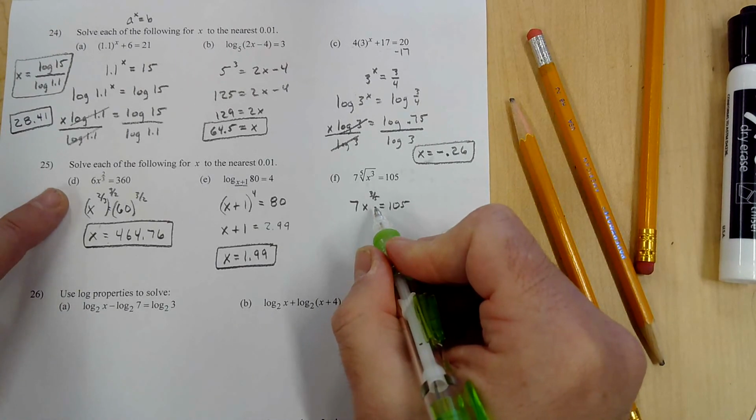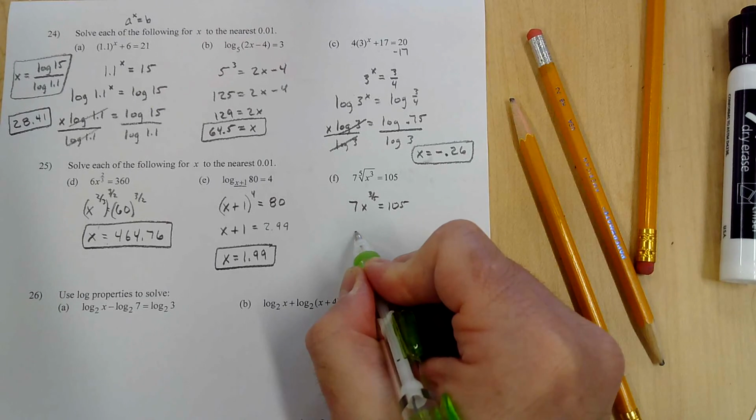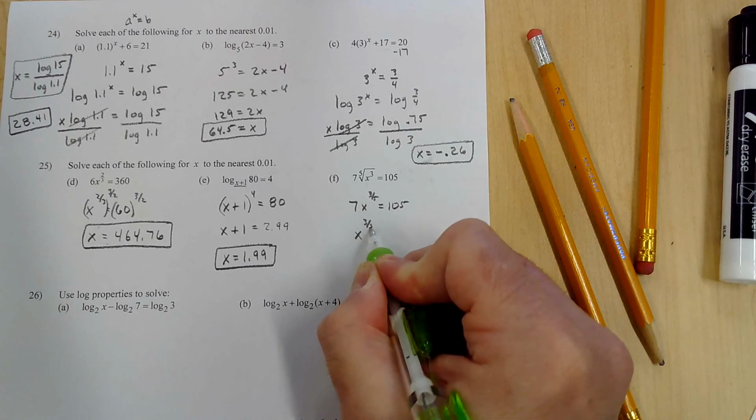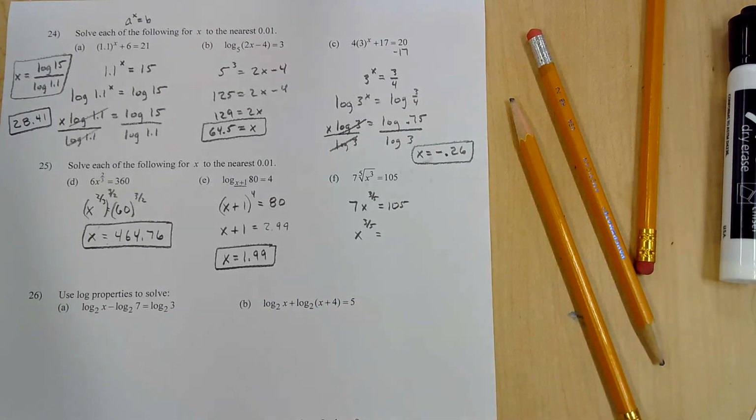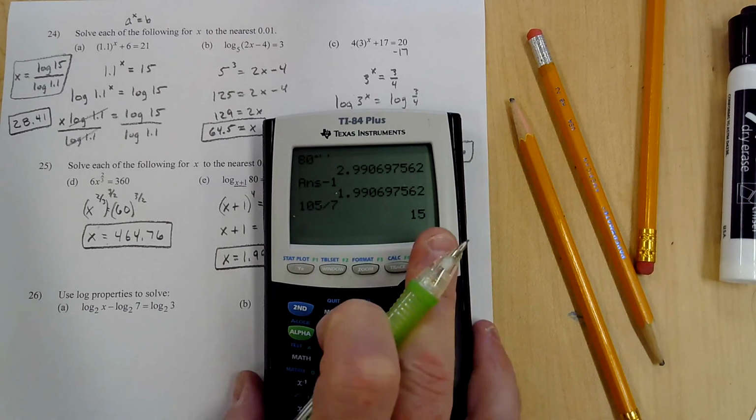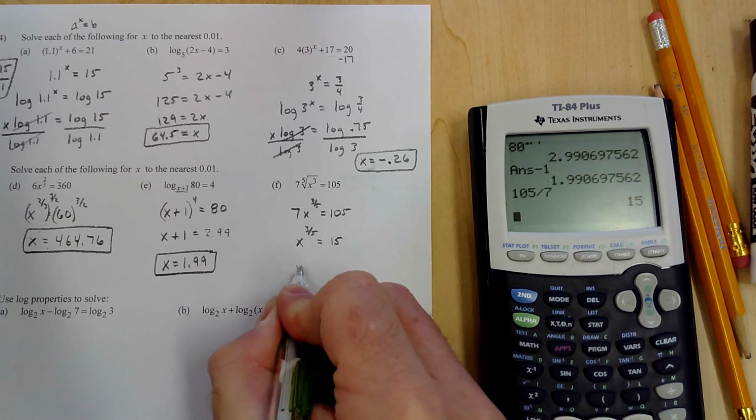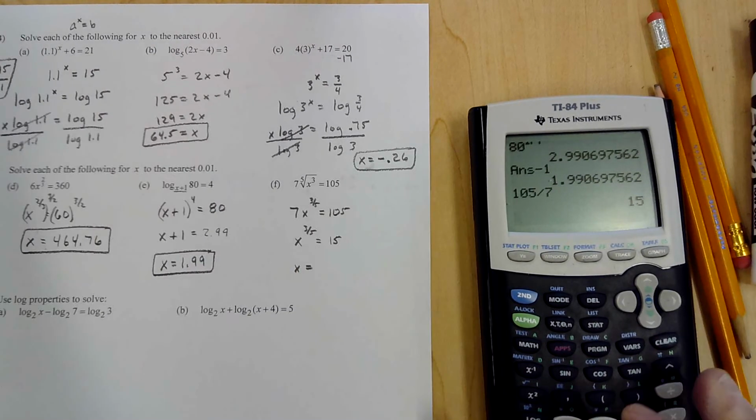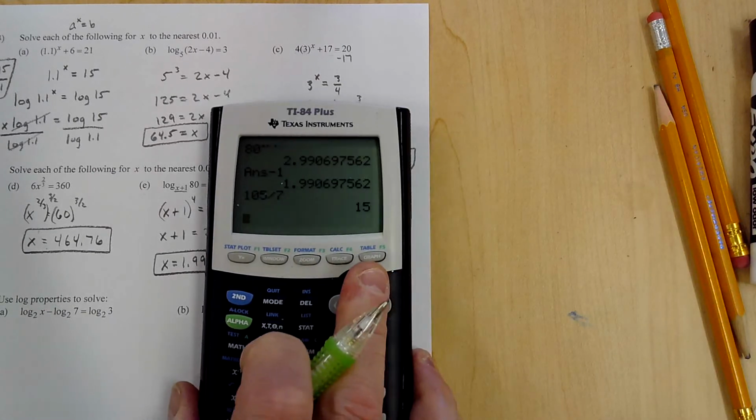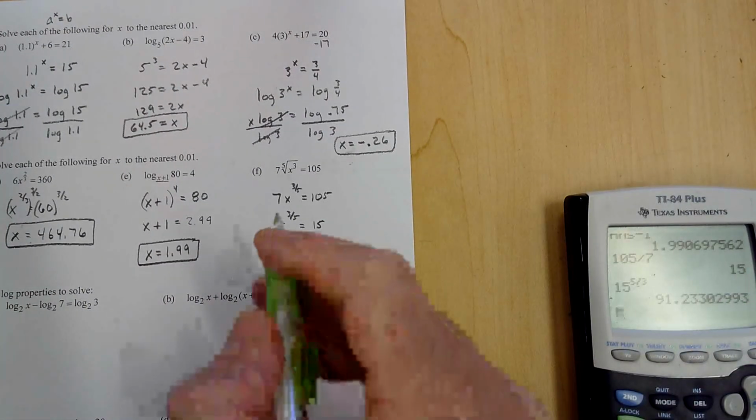Now, just like D, very similar in the steps that D had. I'm going to divide both sides by 7. And when I divide 105 by 7, I conveniently get 15. And then I need to raise 15 to the reciprocal of 3/5, which is 5/3. 15 to the 5/3 power. 91.23.